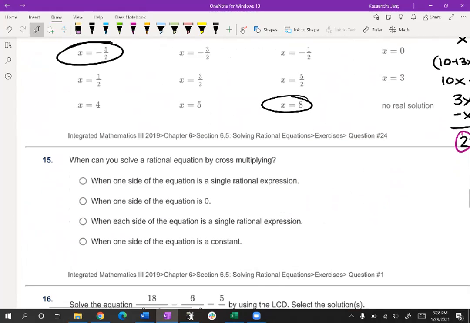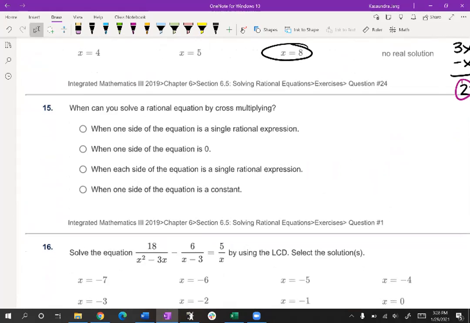All right, number 15, when can you solve a rational equation by cross multiplying? So let's see here. First option, when one side of the equation is a single rational expression. Or when one side of the equation is 0, when each side of the equation is a single rational expression, or when one side of the equation is a constant. Okay, so let's see what they're talking about as far as single rational expression goes. They talked about that twice. We know what 0 is. Constant, let's talk about what that is.